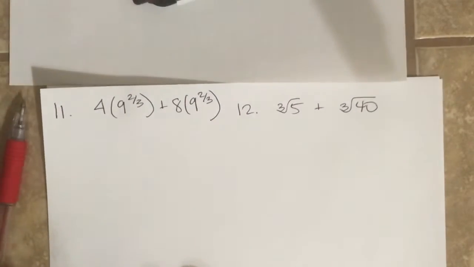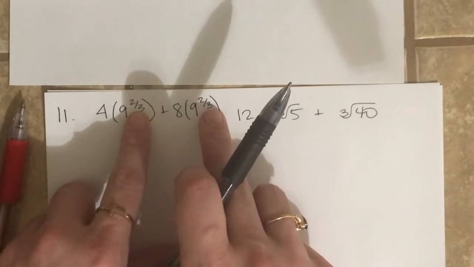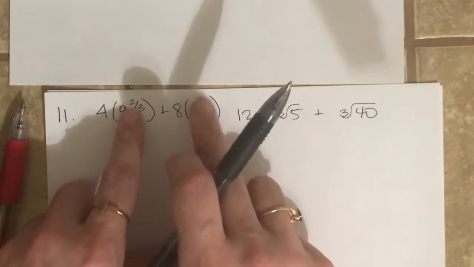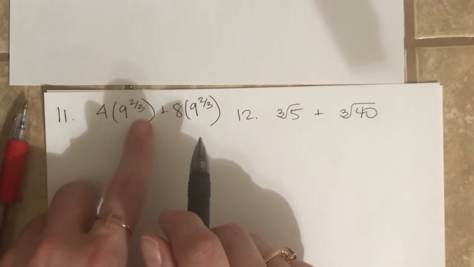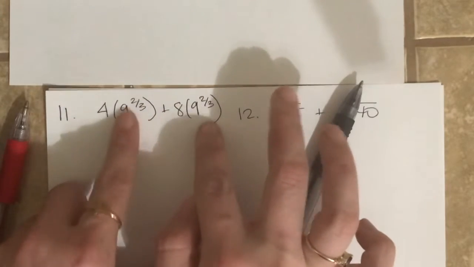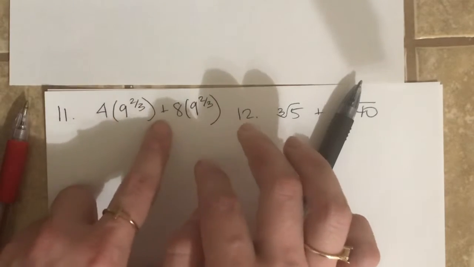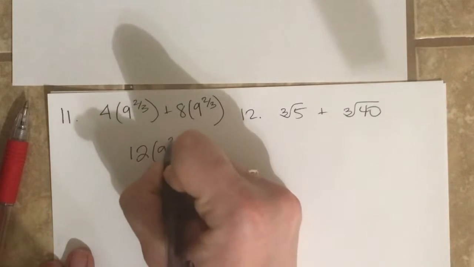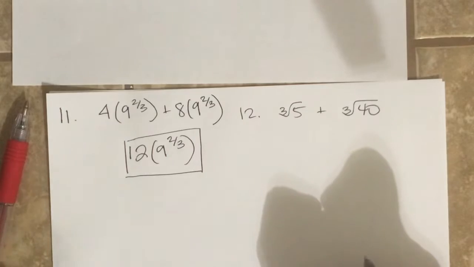Number 11, again, just a problem with radicals. These are the same root, cube root, and the same radicand, 9 squared. So that means this is 4 times, you can think of this as x. These are both the same thing, so I'm just going to think of it as 4x plus 8x is 12x. So 4 times 9 to the 2/3 plus 8 times 9 to the 2/3 is 12 times 9 to the 2/3. It's just combining like terms.